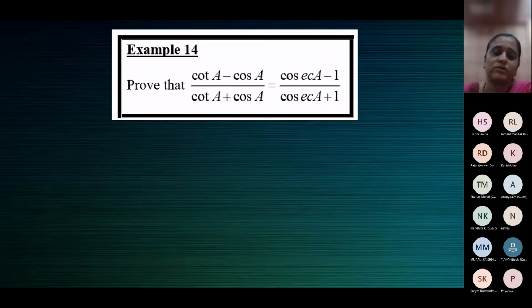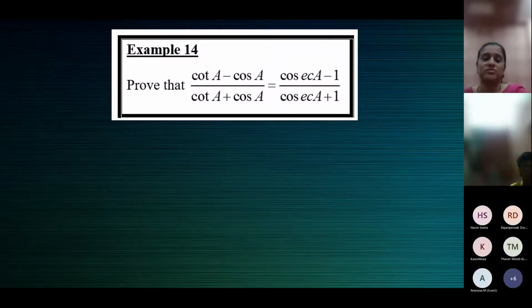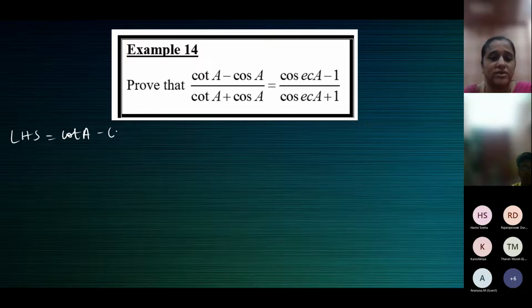Yeah, this is the next one. Prove that (cot A minus cos A) by (cot A plus cos A) is equal to (cosecant A minus 1) by (cosecant A plus 1). Okay, so take up the LHS. Do not write, children. Listen to me. Take up the LHS. LHS is equal to (cot A minus cos A) by (cot A plus cos A).